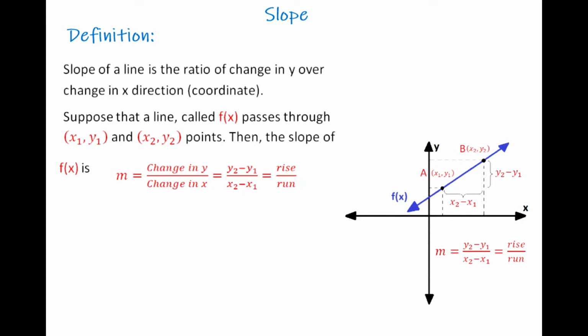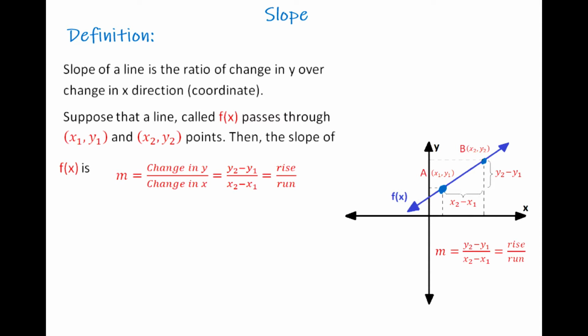We have a definition and it says slope of a line is the ratio of change in y over change in x direction. For example, let's say we have a graph here and we have a line and the line goes from A to B, okay? So there are 2 points. Point A, the coordinates are x1 and y1. At the point B, the coordinates are x2 and y2.